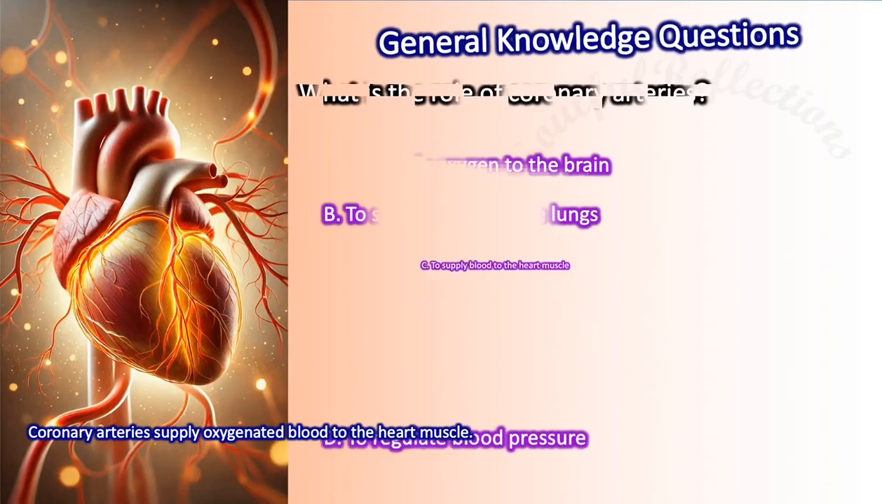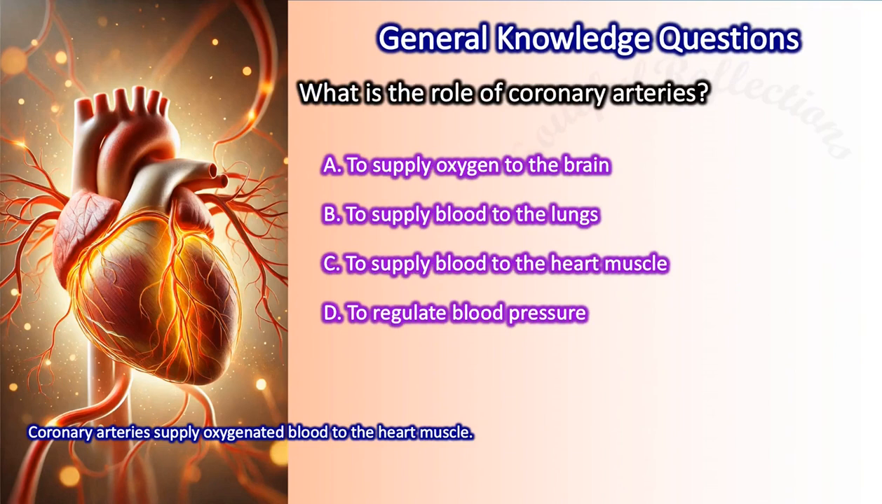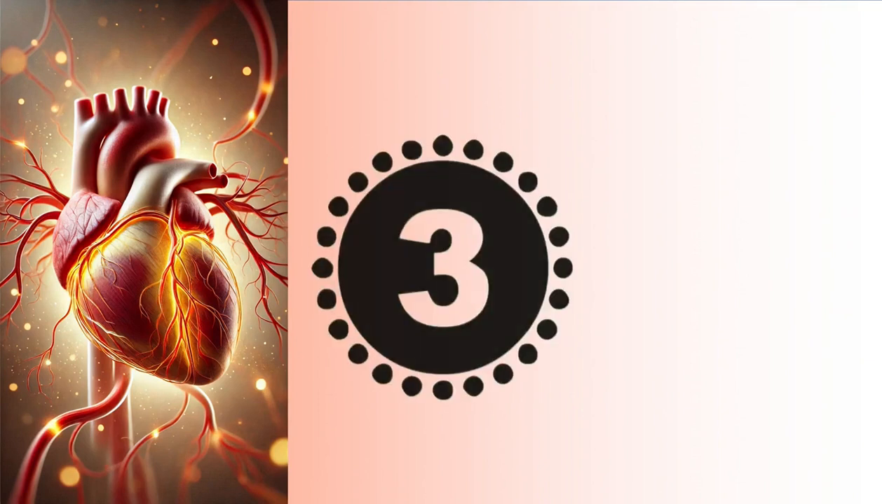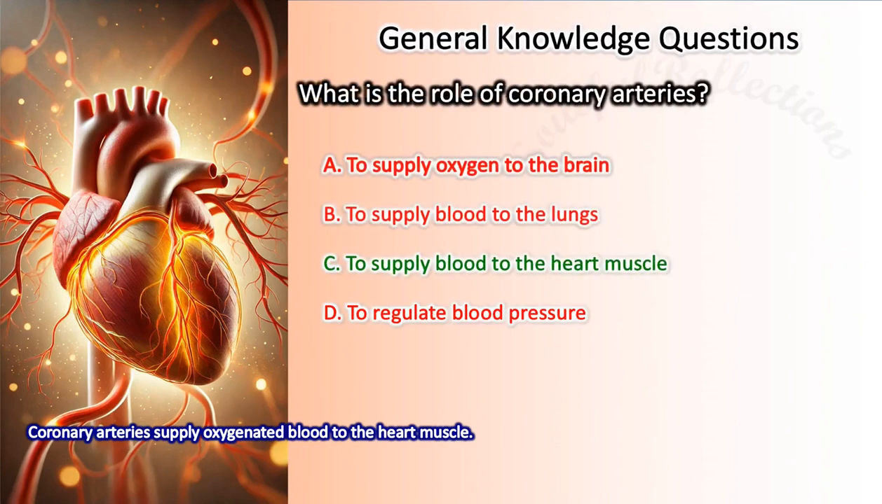What is the role of coronary arteries? Option 1, to supply oxygen to the brain. Option 2, to supply blood to the lungs. Option 3, to supply blood to the heart muscle. Option 4, to regulate blood pressure. The answer is Option 3, to supply blood to the heart muscle.